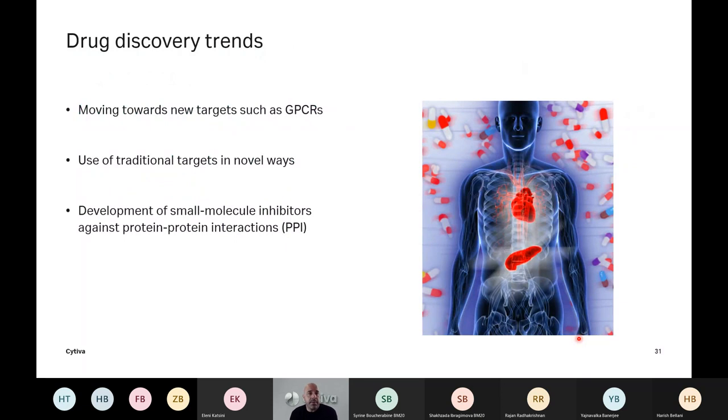Okay, so the use of Biacore systems in drug discovery: you will see that these systems are applied for many applications in this field. We know that drug discovery trends nowadays are moving towards new targets, such as GPCRs, G protein coupled receptors, or researchers working in drug discovery are trying to use traditional targets in novel ways. And finally, there is a big interest in developing small molecule inhibitors against protein-protein interactions, to disrupt this kind of protein-protein interactions.